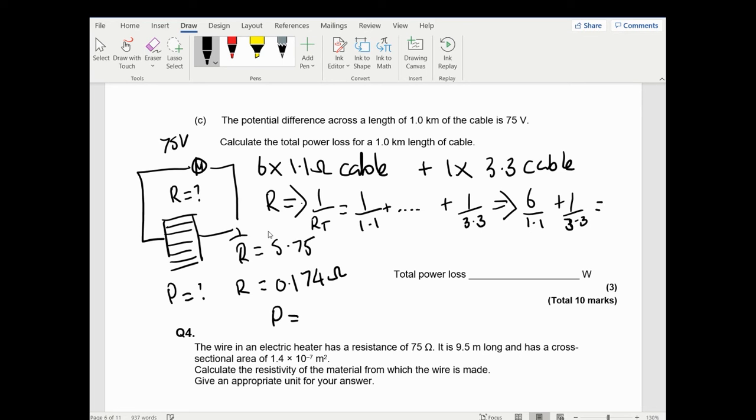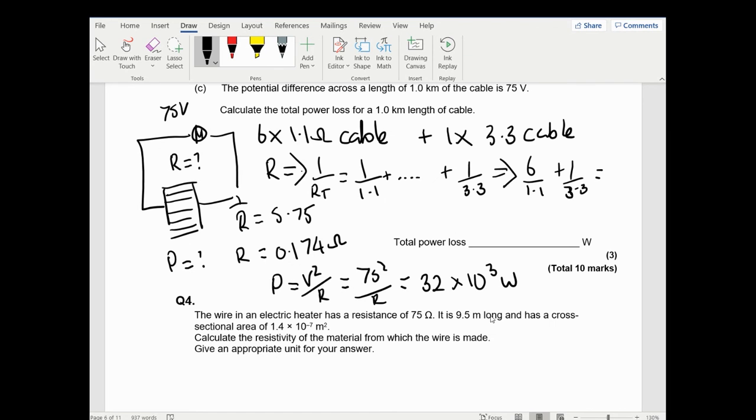And you can do this a multitude of ways. You can use power equals V squared over R. So that's 75 squared over R, so 75 squared divided by that. That's going to be 32 kilowatts, 32 times 10 to the 3 watts. Doesn't seem right. V squared over R. No, that is right. Sorry, I'm looking at the answer, getting really confused. So that's how you could do it then.